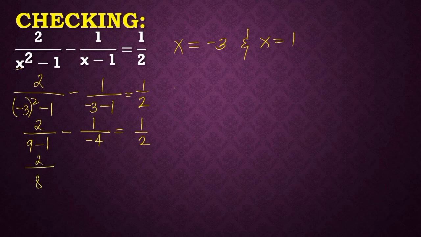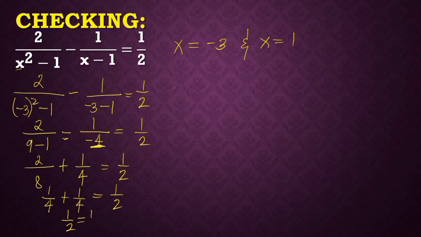And then, itong negative 4 na to, so, kailangan natin i-factor yon para maging positive yung denominator. So, kapag finactor natin yon, yung minus na to, magiging plus 1/4 equals 1/2. Now, we can simplify 2 over 8 as 1/4 kasi yung GCF is 2. So, 1/4 plus 1/4 equals 1/2. So, kapag inadd natin yung 1/4 tsaka 1/4, that is 1/2. So, 1/2 equals 1/2. So, it means negative 3 is a solution. So, hindi po siya extraneous.